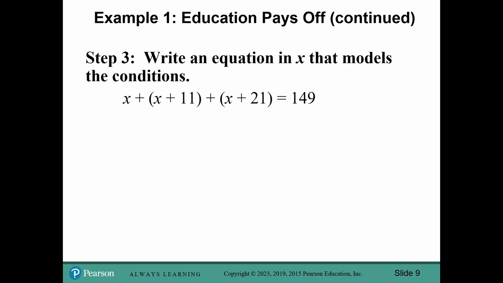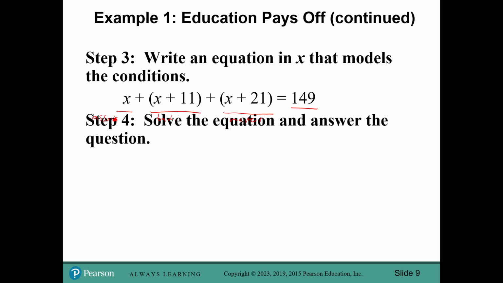Step 3, we want to write an equation in X that models these conditions. We're looking at an associate's degree plus a bachelor's degree plus a master's degree. That equals 149,000. So this was associates, we'll just abbreviate. This is bachelor's and this is master's. Okay. So now that we have this equation here, X plus 11 plus X plus 21 equals 149.